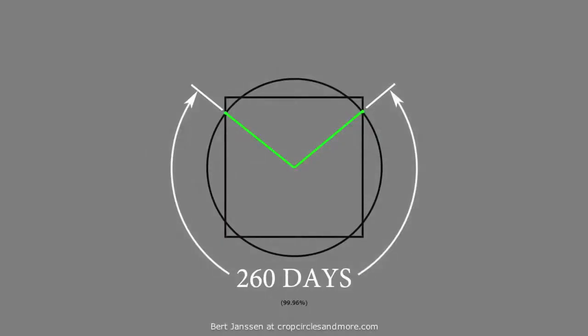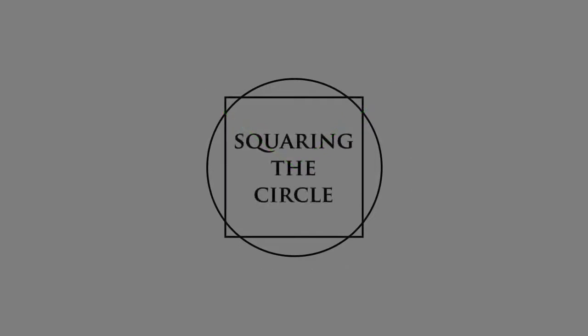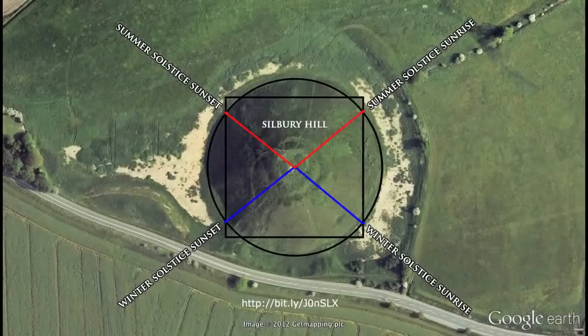Bert Janssen discovered that if you map the year to a circle, 260 days subtends the major arc indicated by the green lines in the squaring the circle diagram, with an accuracy of 99.96%. Therefore, the design of the Mayan calendar also resonates with squaring the circle. Janssen also discovered that the azimuths of the solstice sunrises and sunsets at Silbury Hill trace the same lines as above, so below on the squaring the circle diagram.